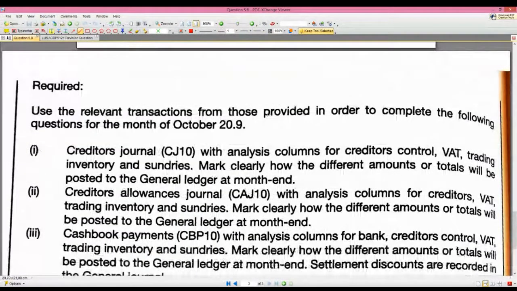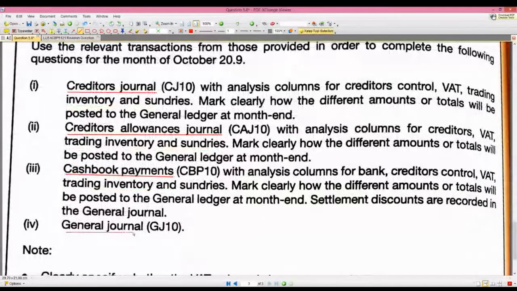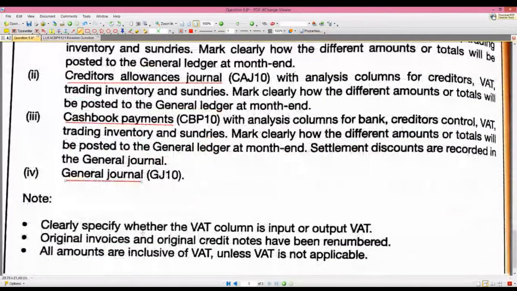Okay, use the relevant transactions from those provided in order to complete the questions for the month of October. Okay, they want you to do a creditors journal. They want you to do a creditors allowance journal. They want you to do the cash book payments journal and the general journal. Then they tell you clearly specify if the VAT column is input or output VAT, and then all amounts are inclusive of VAT unless otherwise indicated. Okay, original invoices and original credit notes have been renumbered.